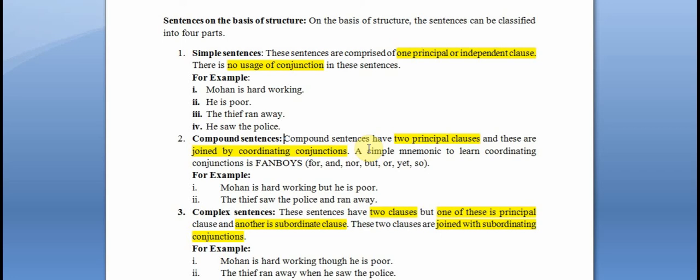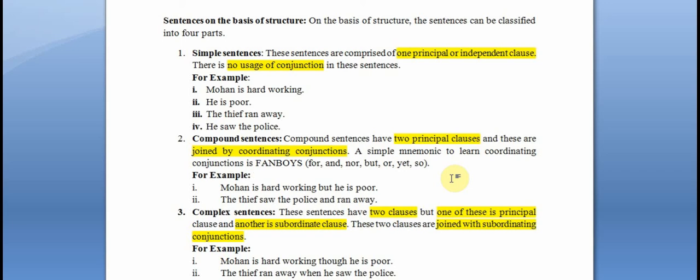Compound sentences are always comprised of 2 clauses and these 2 clauses are the main clauses. These clauses are further joined by using coordinating conjunctions. Now we use these sentences in order to make long sentences instead of making small or choppy sentences. The conjunctions which are used to join these sentences are called coordinating conjunctions.